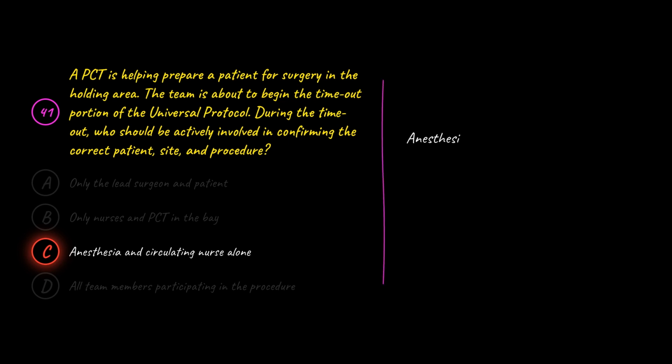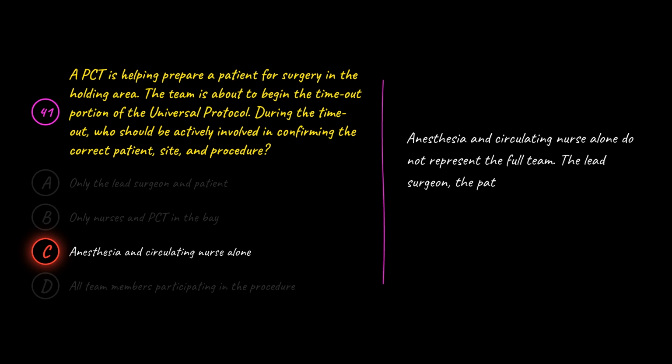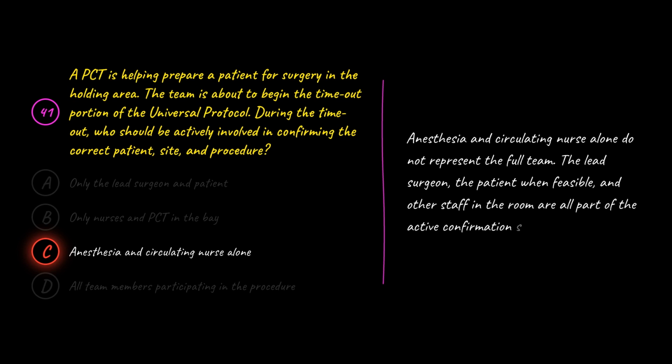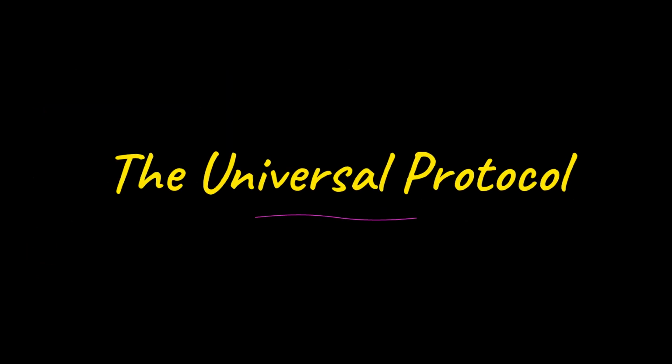C is wrong because anesthesia and circulating nurse alone do not represent the full team. The lead surgeon, the patient when feasible, and other staff in the room are all part of the active confirmation step required by the protocol. The Universal Protocol is a patient safety standard created by the Joint Commission to prevent wrong patient, wrong site, and wrong procedure surgeries. It has 3 distinct components, each acting as a checkpoint before a procedure begins.